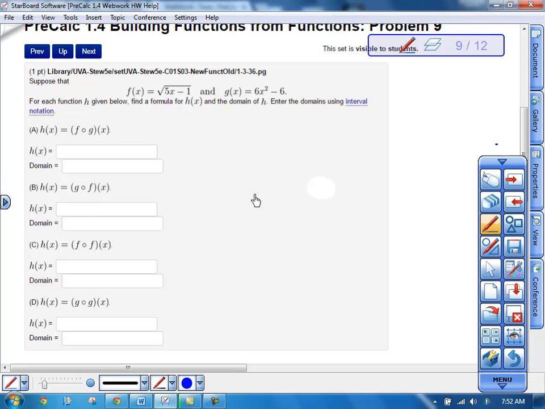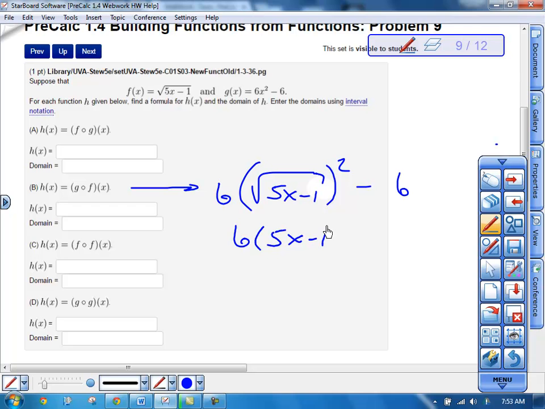This one wants you to take function f, which is the square root of 5x minus 1, and plug it into function g, which, like I said, I usually put the function in parentheses and then enter it in. So it would be squared and then times 6 minus 6. Now I'd simplify this, so this squared just gives you 5x minus 1 because the square undoes the square root. Then I have 30x minus 6, which would be minus 12. So 30x minus 12 is the function.